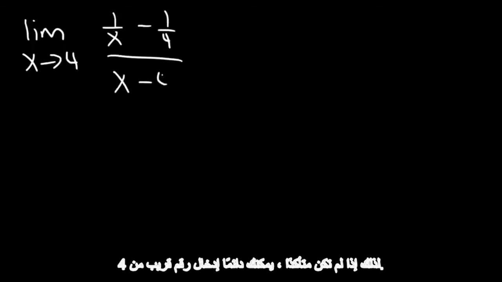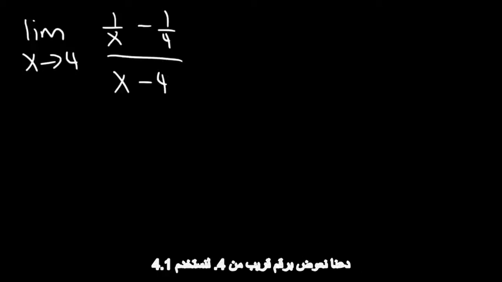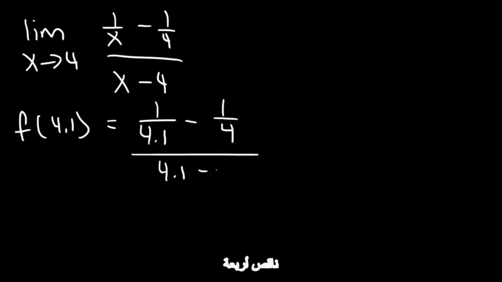Now let's confirm that negative 1 over 16 is indeed the answer to this problem. If you're not sure, you can always plug in a number that's close to 4. You can't plug in 4 directly because 4 minus 4 is 0. But let's plug in a number that's close to 4. Let's use 4.1 and then let's use 4.01. So let's find the value of f of 4.1. So that's 1 over 4.1 minus 1 over 4, divided by 4.1 minus 4. Now 1 over 4.1 minus 1/4.